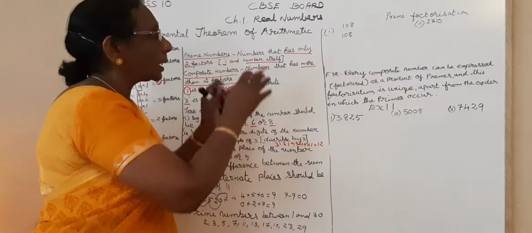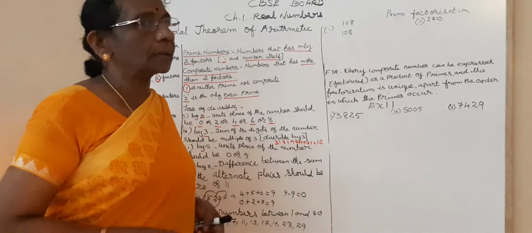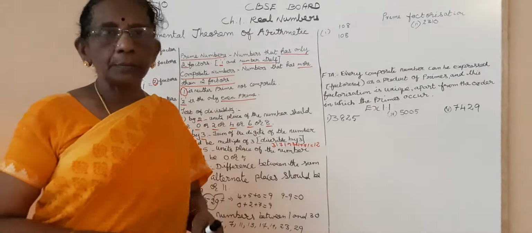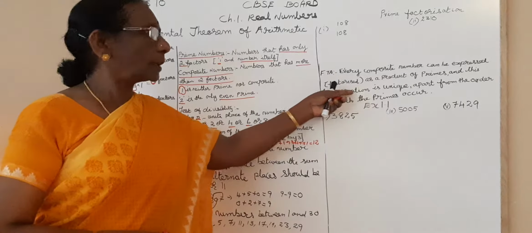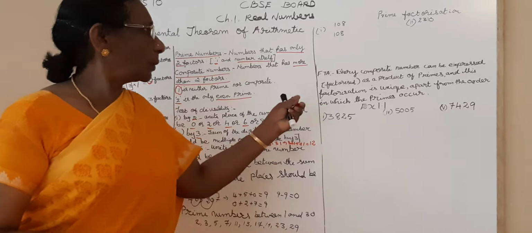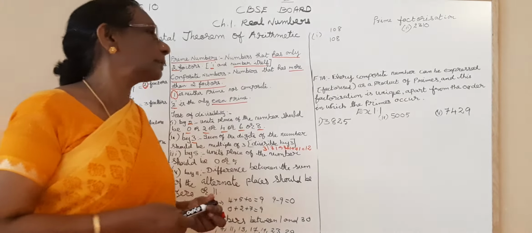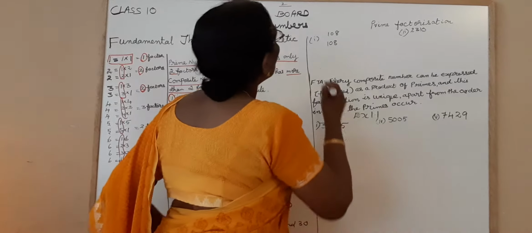And now next, we'll move to prime factorization. I'll explain the prime factorization with some examples. Then we'll generalize that as the fundamental theorem of arithmetic. Okay. So first let us factorize 108.